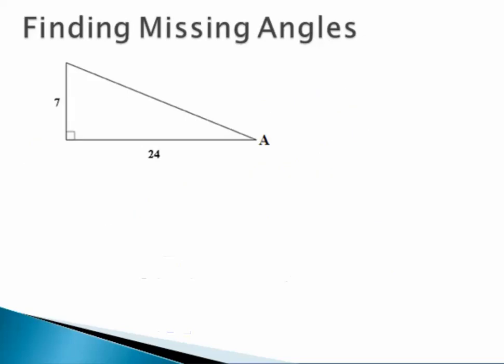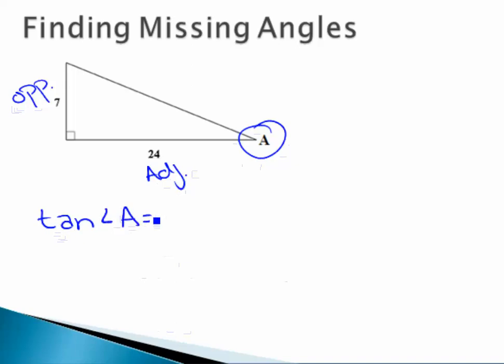We can also use trig to find missing angle measurements. We start out the same way. We are looking for angle A. So everything I label is going to be in relationship to that angle. 24 is next to it. Next to is adjacent. 7 is across from it. That's opposite. Opposite and adjacent tells us to use the tangent ratio. So tangent of angle A is going to equal the opposite, which is 7, over the adjacent, which is 24.